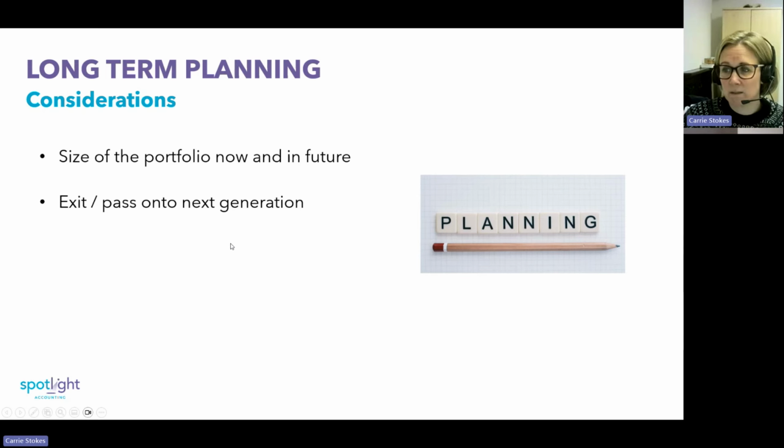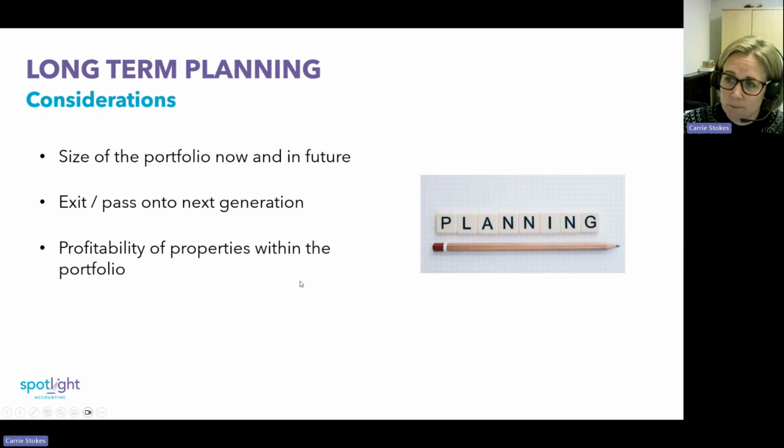And it's important to be aware of that with movements within the property market. Obviously, at the moment, properties aren't selling or moving really fast. So again, if you are looking to exit and sell, it's triggering those gains at the right time.